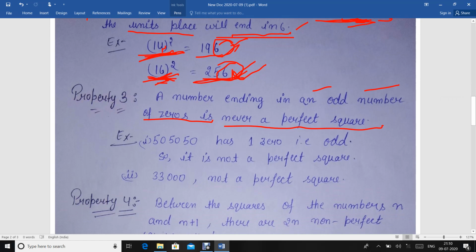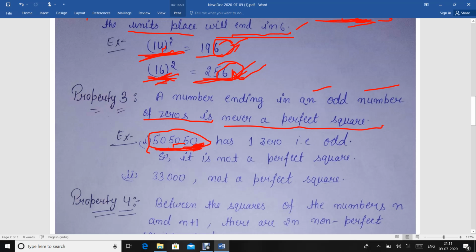Means if a number ends with an odd number of zeros, then it can never be a perfect square. See the example: 50. Here you can see there is only one 0 at the end of this number, and 1 is an odd number. It means it contains an odd number of zeros, so it will not be a perfect square.